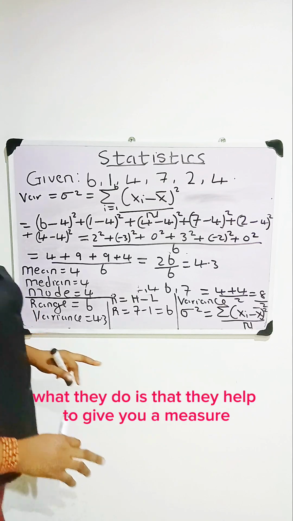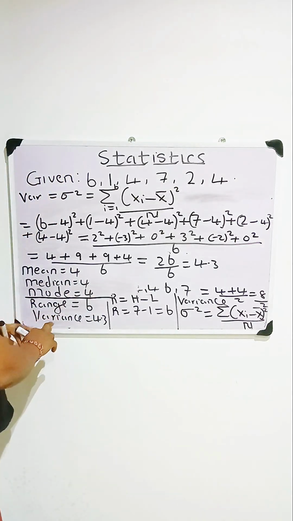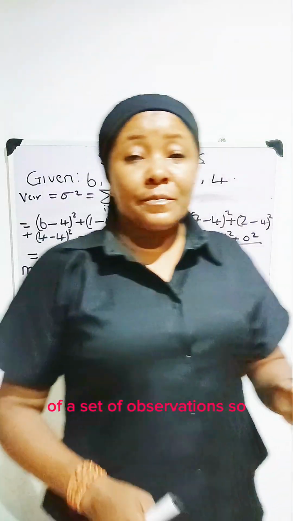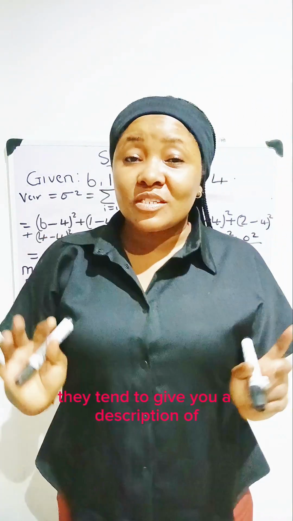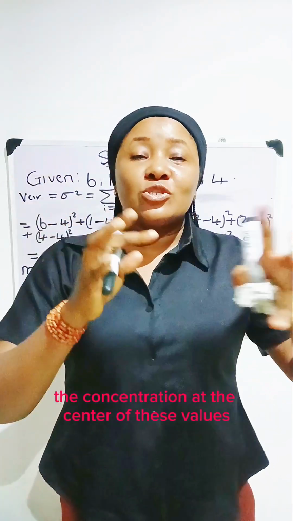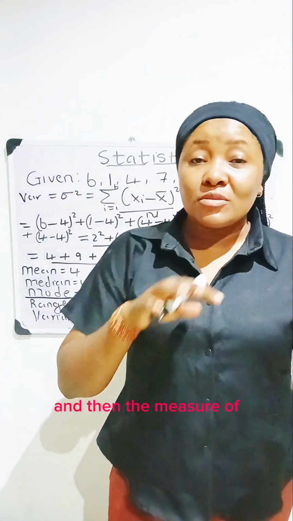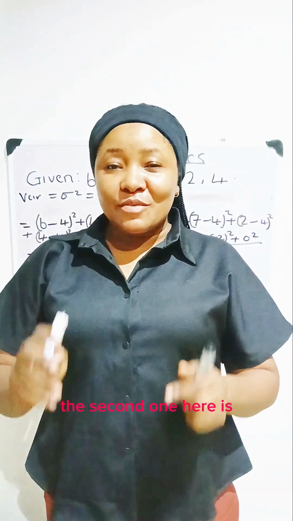under a particular category called measure of dispersion. Examples of this are the range and the variance. These are under the measure of dispersion. And the measure of dispersion helps to give you a description of the deviation of each of these observations from the mean, how dispersed they are from the mean value.